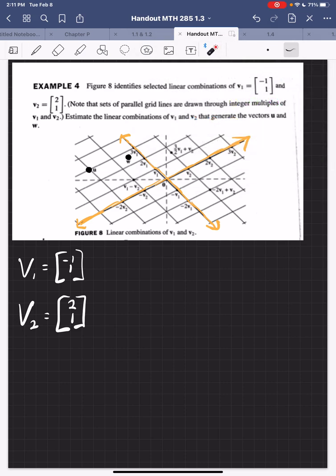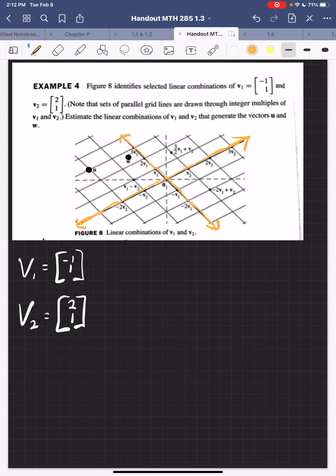Okay, now the question becomes, is it possible for you to travel along this v sub 1 and this v sub 2 and reach your destination, w? Is it possible to travel along v sub 1, v sub 2 and reach this destination, u? And if that's the case, then how far must you travel in the v sub 1 direction? How far must you travel in the v sub 2 direction in order to reach these points?